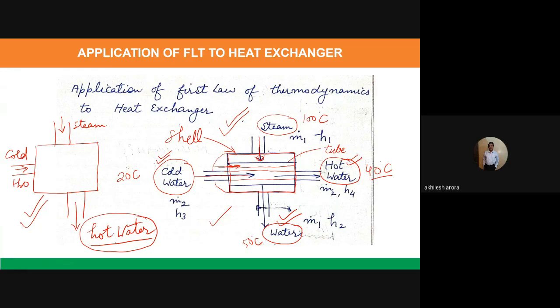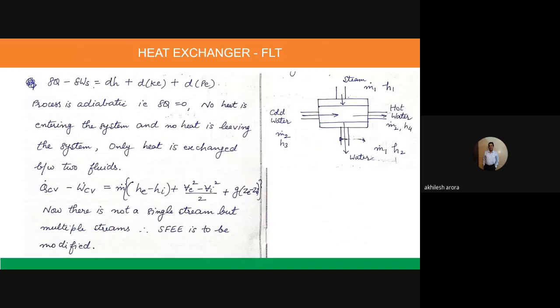Now our purpose in this lecture is to understand how we can apply the first law of thermodynamics to a heat exchanger. You have now understood that this heat exchanger is an open system. Here I have drawn the same diagram, so you can see it here. This is the control volume. I can draw this control volume. You now understand the meaning of the control volume also.